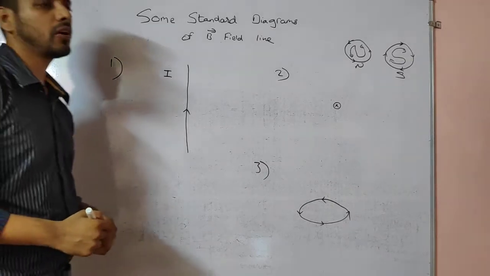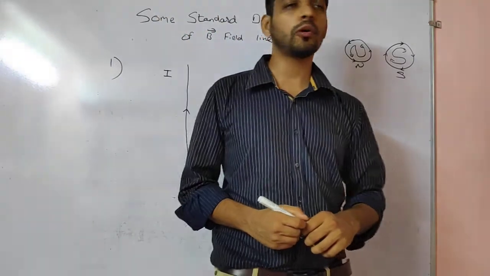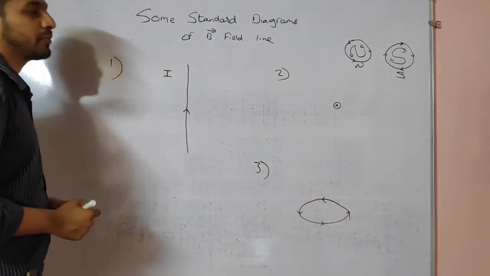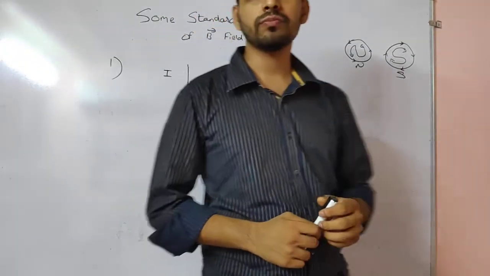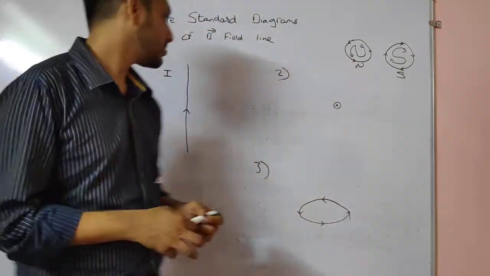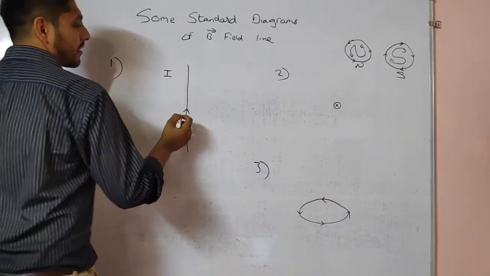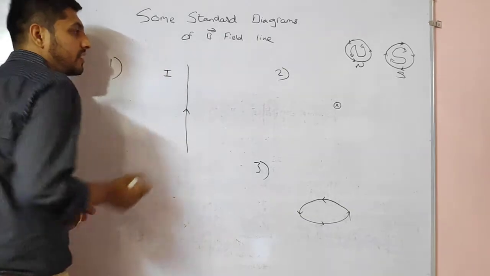Hello students, now this is a short video. We'll be talking about some standard diagrams for electric field lines. Now what is electric field line, you all know. So we'll study the first case, that is an electric current carrying wire that is linear in position.